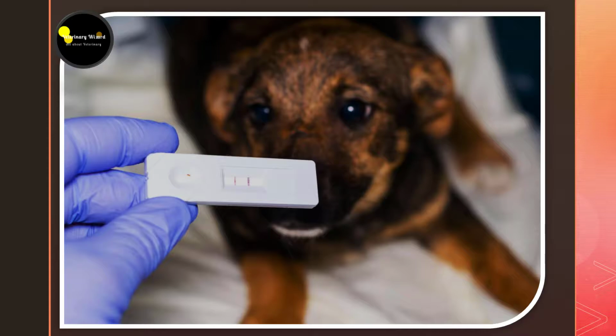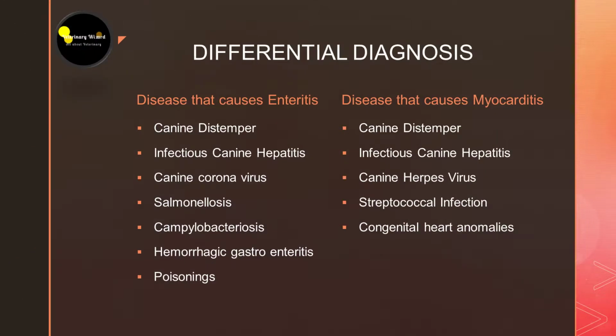Let's move to the next part of this topic, that is differential diagnosis. In this video I have only listed the diseases that can be differentiated on the basis of clinical signs. But if you want a complete video on differential diagnosis, do mention it in the comments section, then I will make the video for you. We will differentiate on the basis of diseases that cause enteritis and diseases that cause myocarditis.